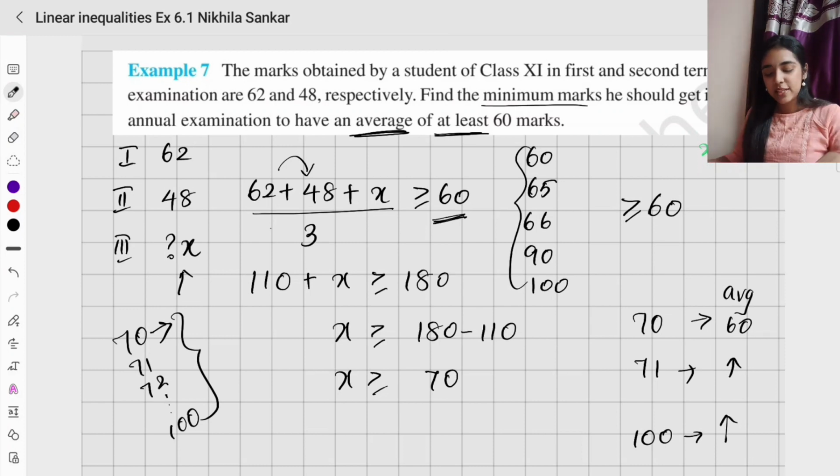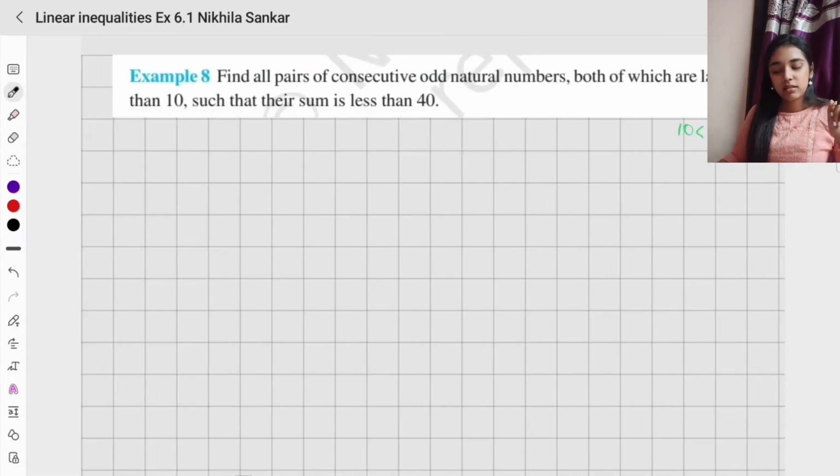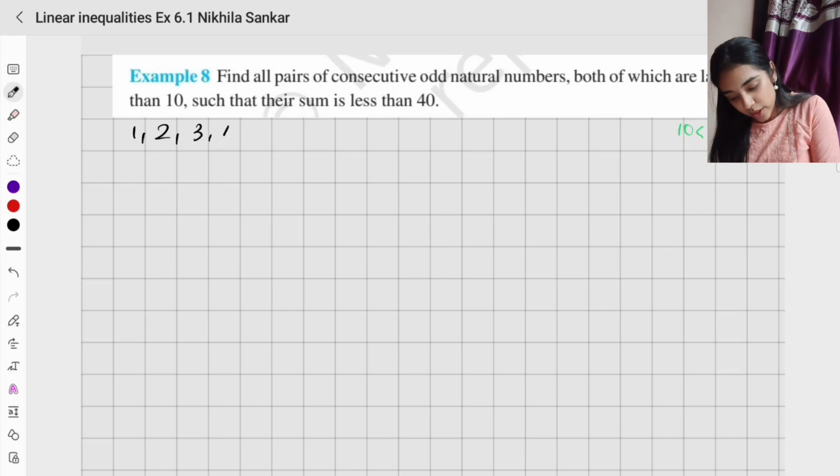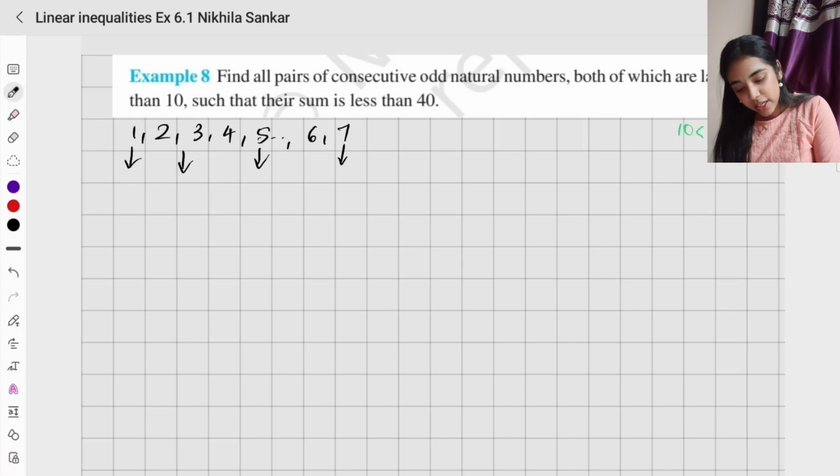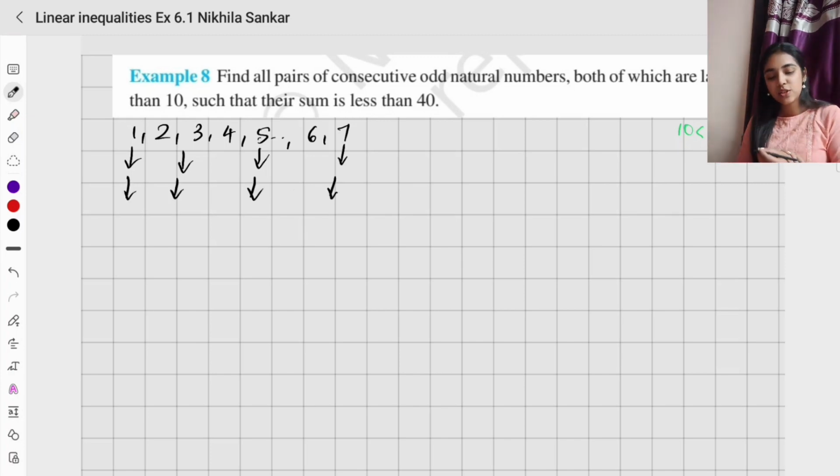Okay, please copy. 8th example, find all pairs of consecutive odd natural numbers. Natural numbers are the numbers 1, 2, 3, 4 and so on. Odd numbers are 1, 3, 5, 7, like this. Consecutive odd natural numbers, so 1, 3, 5, 7, consecutive odd numbers, both of which are larger than 10.